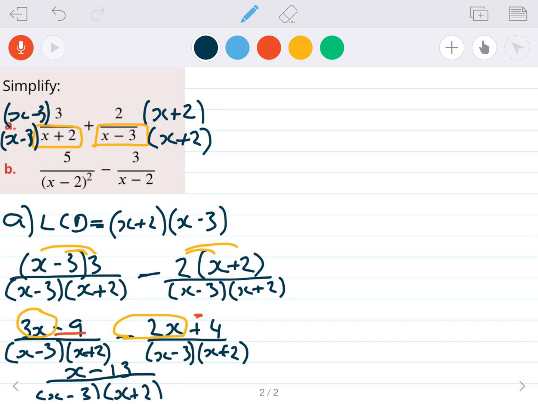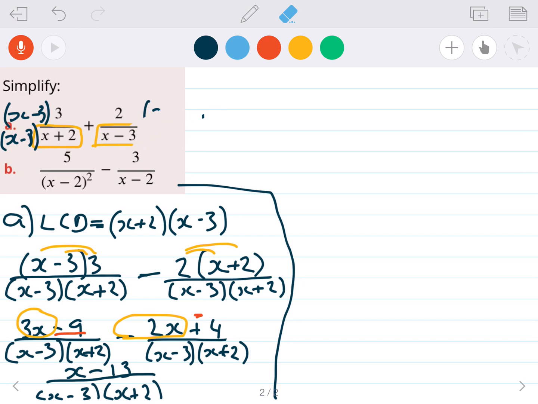And that's all it is. That's as simple as it can get. So that's a simplified version of it. That's as much as we can do, so we leave it like that. Alright? Nothing more to it. So we'll now look at our second example here.